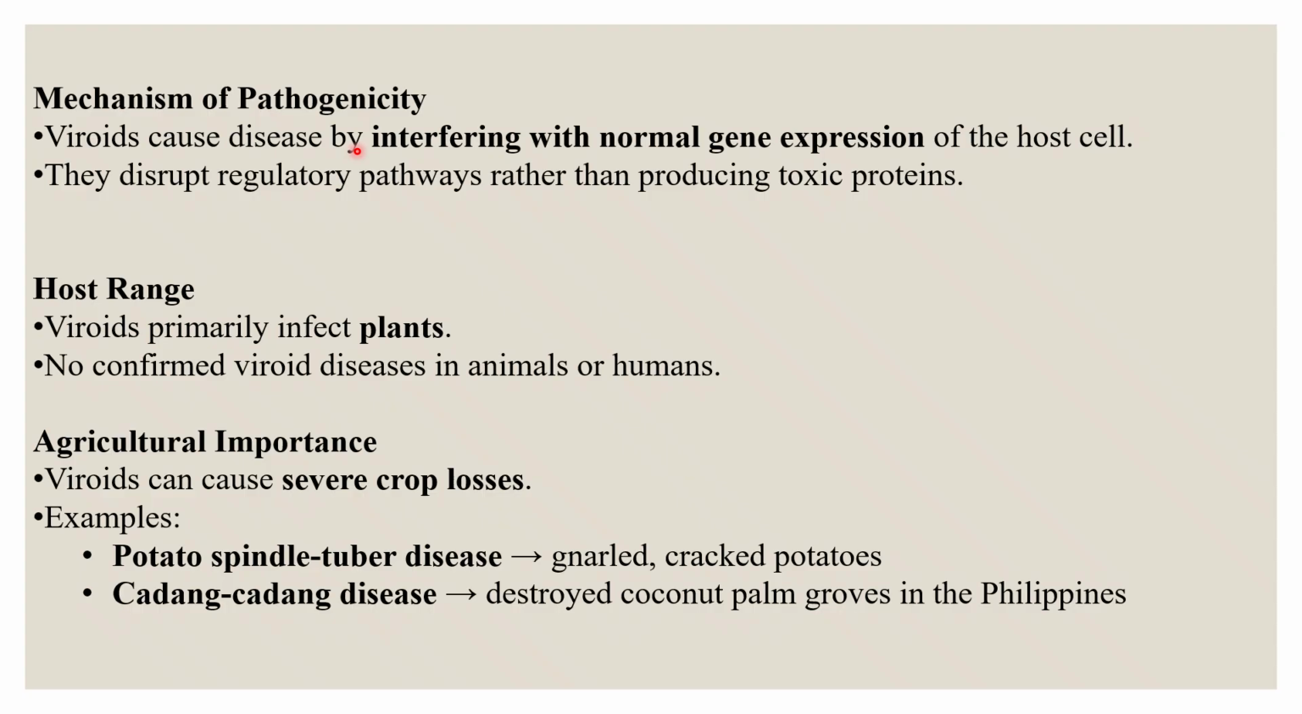Coming to the mechanism of pathogenicity, viroids cause disease by interfering with normal gene expression of the host cell. They disrupt regulatory pathways rather than producing toxic proteins. Viroids primarily infect plants. There are no confirmed viroid diseases in animals or humans. Viroids can cause severe crop losses, for example, potato spindle tuber disease and cadang-cadang disease. Thank you.